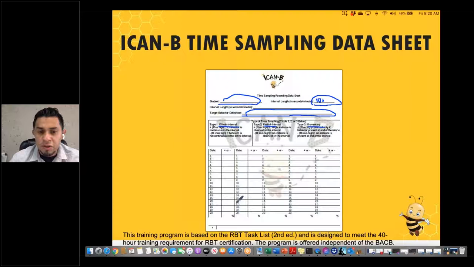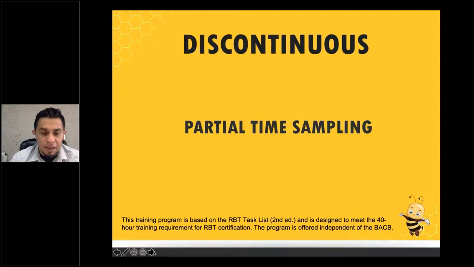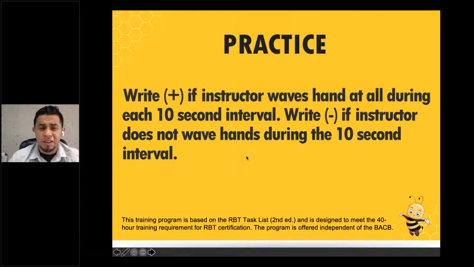But I don't want you to worry too much about the data collection part right now. What we're going to do is look at one of these time samples and practice a little bit. It's not going to be too complicated, I promise you. The first one is: write a plus if the instructor waves hand at all during each 10-second interval. Write a minus if the instructor does not wave hands during the 10-second interval.